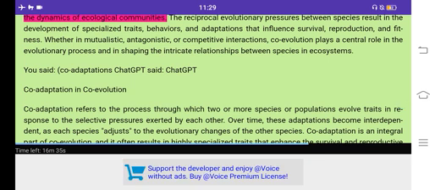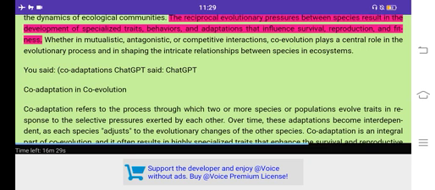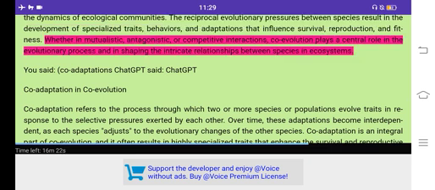dynamics of ecological communities. The reciprocal evolutionary pressures between species result in the development of specialized traits, behaviors, and adaptations that influence survival, reproduction, and fitness. Whether in mutualistic, antagonistic, or competitive interactions, coevolution plays a central role in the evolutionary process and in shaping the intricate relationships between species and ecosystems.